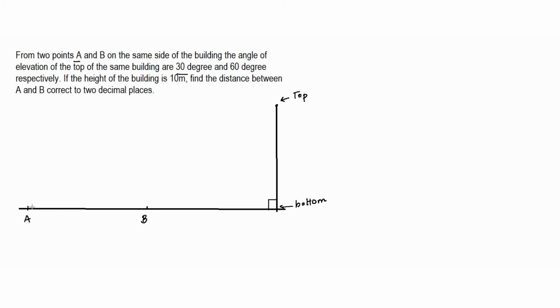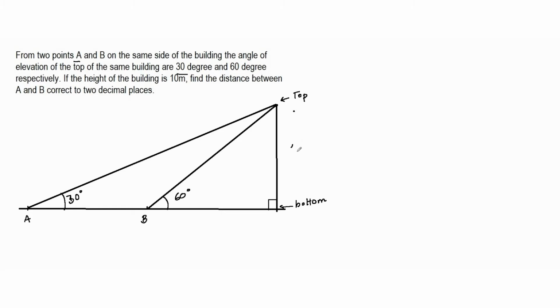Because the angle of elevation from A is 30 degree and angle of elevation from the point B is 60 degrees. That is why A has to be further away. So therefore this angle is the angle of elevation from B, which is 60 degrees. This is the angle of elevation from A, which is 30 degrees. It is given that the height of the building is 10 meters. Find the distance between A and B correct to 2 decimal places. So we now basically have to find this particular distance. So let this distance be X.